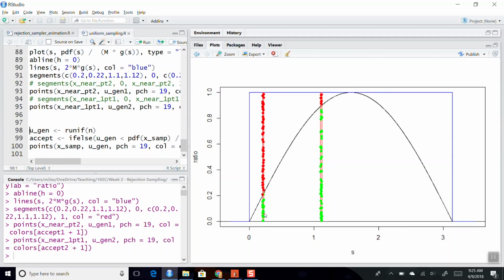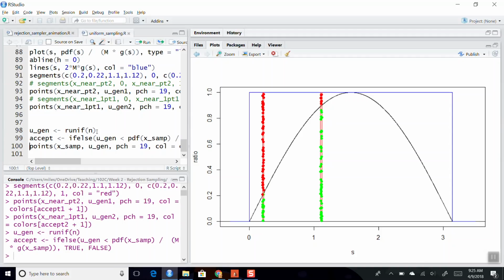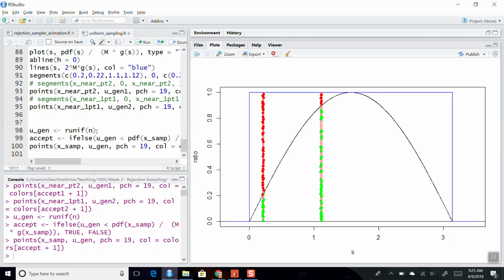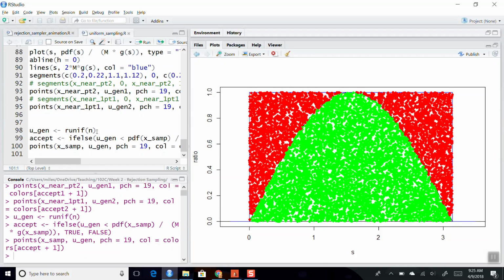So even though values near 0.2 are sampled with equal probability as values of 1.1, those that get accepted will follow the appropriate PDF. Okay, and then here if I just throw all the points in there, this is the resulting plot with thousands and thousands of points. Okay. All right, is this okay?